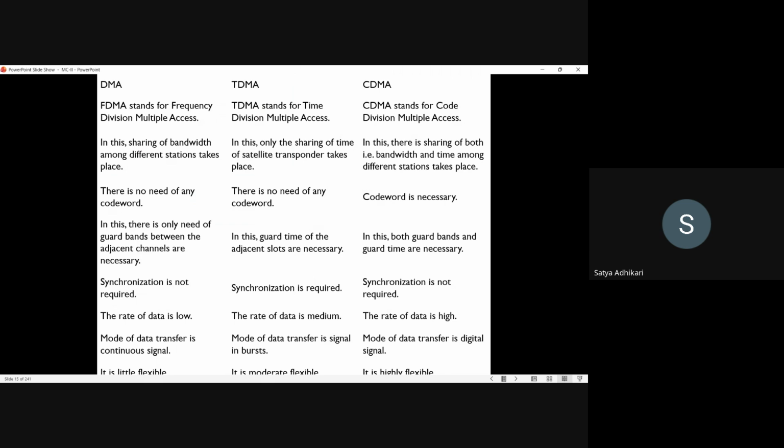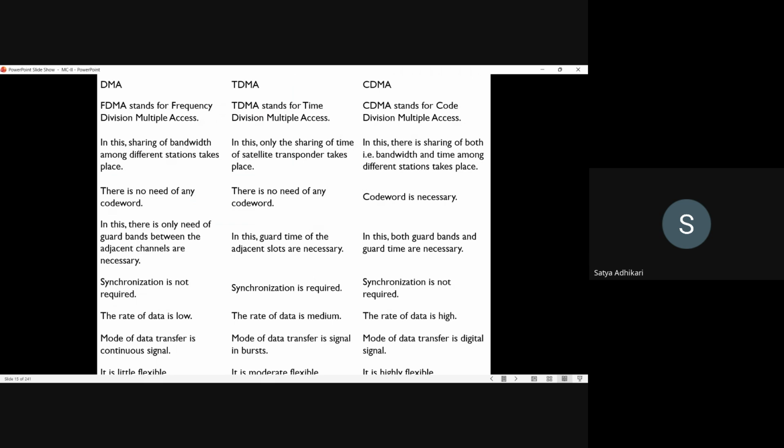In FDMA, synchronization is not required because the bandwidth is divided into different bands and guard bands are used. So no synchronization is required. But synchronization is required in TDMA, sorry, in TDMA. But in CDMA, no synchronization is required. The rate of data flow, data communication, is low in case of FDMA. But the rate of data is medium in TDMA, it lies between FDMA and CDMA. But the rate of data is high in CDMA.